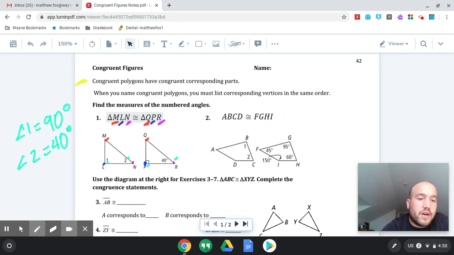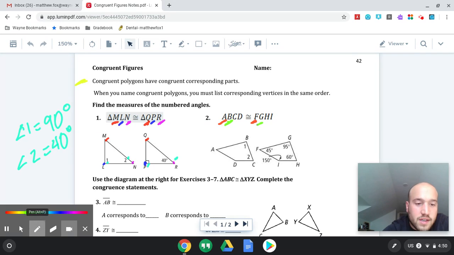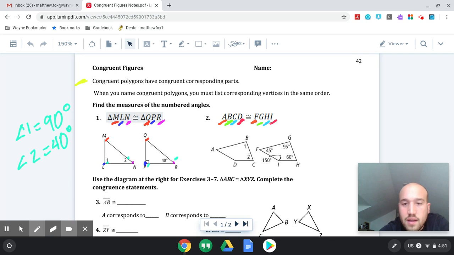Now, that worked on a triangle. It also is going to work over here. So A will have to go with F. B will have to go with G, because they're both the second term. C will have to match up with H. And finally, D has to match up with I.